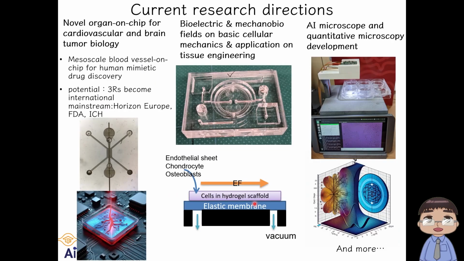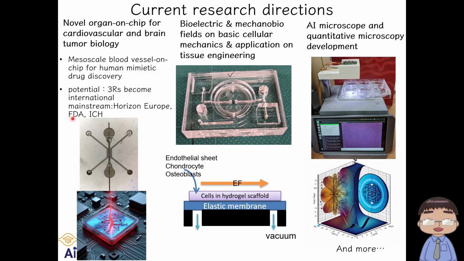Our current research direction primarily lies in developing novel organ-on-chip systems, specifically for cardiovascular and brain tumor biology. Moreover, we focus on building blood vessel platforms that we can use to mimic humans in drug discovery. And this lies very core to some of the mainstream international standards and directions right now.